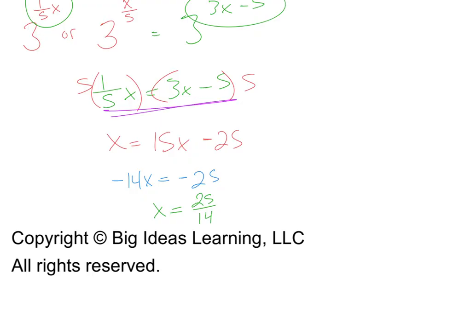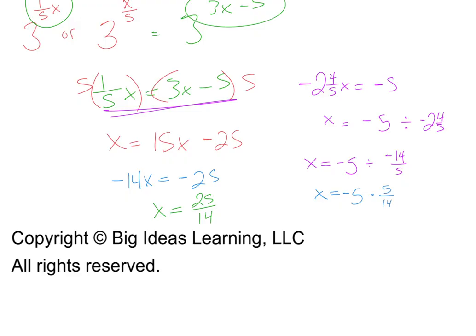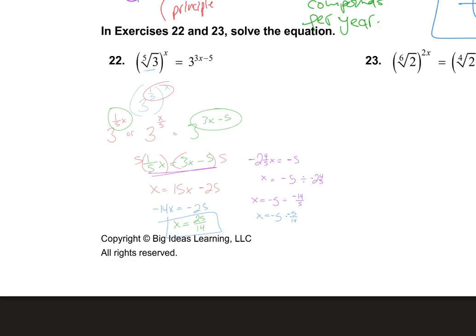If you're wondering what would have happened if we'd done it here, well, you subtract 3x, and you would have gotten negative 2 and 4/5 x equals negative 5. Now we're going to have to do negative 5 divided by negative 2 and 4/5, which is negative 5 divided by negative 14/5. I don't know if you know how to divide by fractions, but you keep the first one, flip this, and it would be negative 5 times 5/14, and holy cow, we end up with the same answer. X is 25/14. Don't know if you saw that one coming or not.